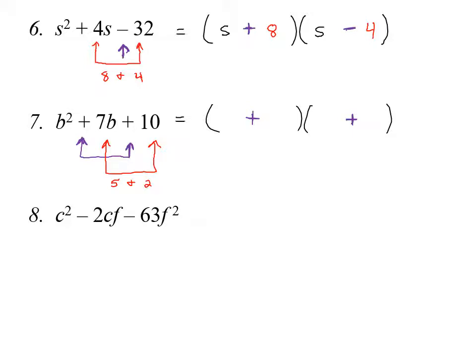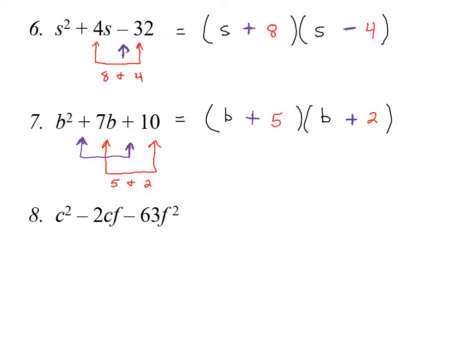On this one, since they're both positive signs in our parentheses, it doesn't matter if you put the 5 first or the 2 first. The one above it, it did matter. The 8 had to go with the plus sign, and the 4 had to go with the minus sign to get positive 4 in the middle. But if they're both the same sign, both positive in this case, it doesn't matter if you put the 5 first or the 2 first. And then the b squared becomes b times b. And that's your answer.